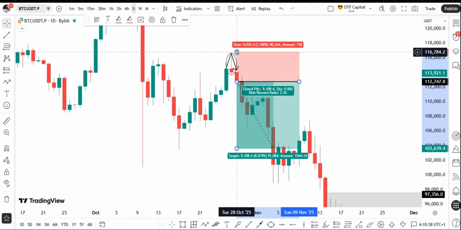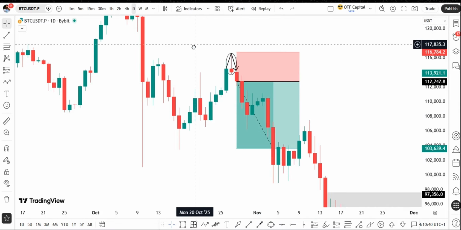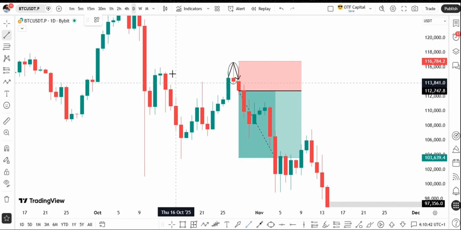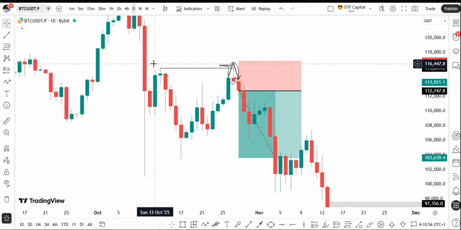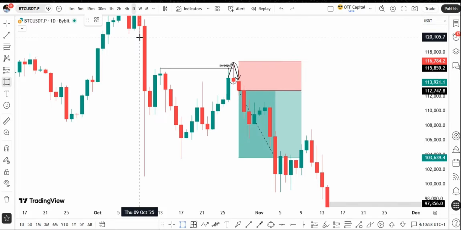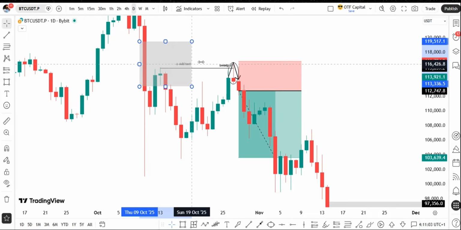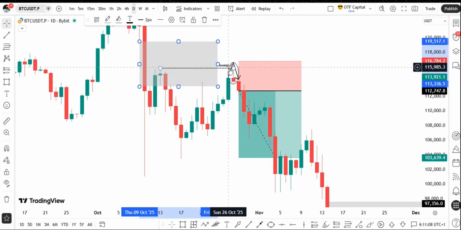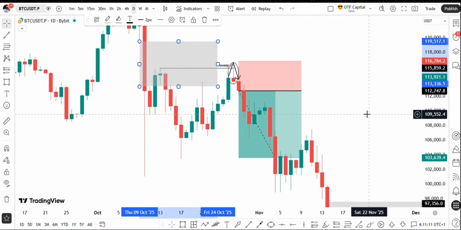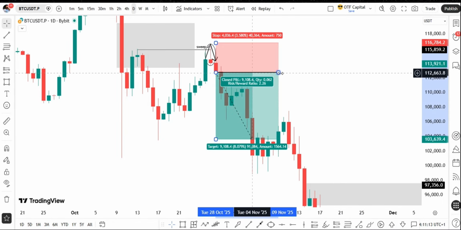Remember, do not trade them alone. As you can see here, it manipulated a high. It swept the previous high plus a bearish fair value gap that formed there. Those two are the confluences that enabled the sellers to sell this price way lower.